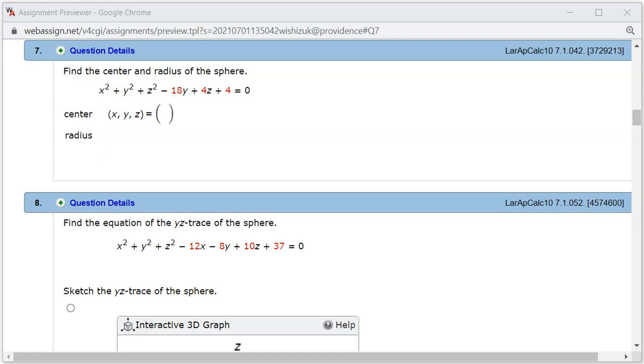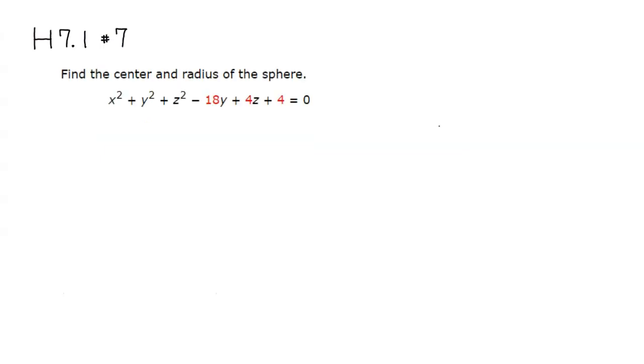Alright, let's look at homework 7.1, problem number 7. We have this equation of a sphere given, and we want to extract the information on the center and the radius. To do that, we need to rewrite it in standard form, so we need to do some completing the square. Let's do that.